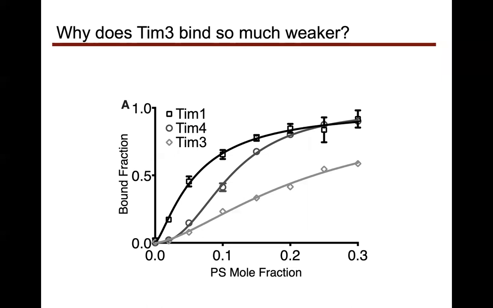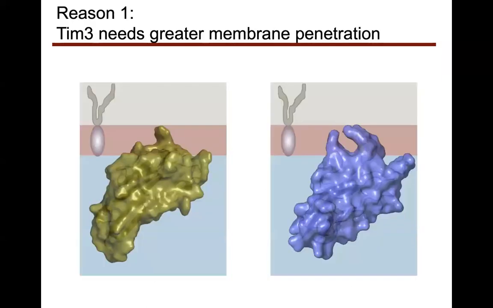So with that, we were able to get at the interactions of TIM1 and the orientation on the surface. And now, in order to have this comparison, we need to find a way of understanding why TIM3 is binding so much weaker. And there are a couple of reasons for that.